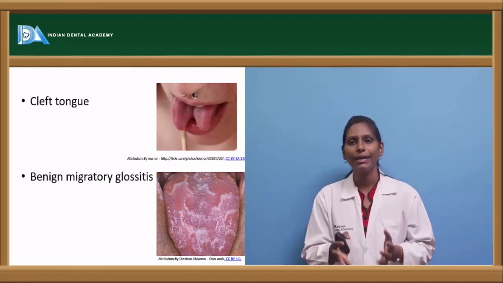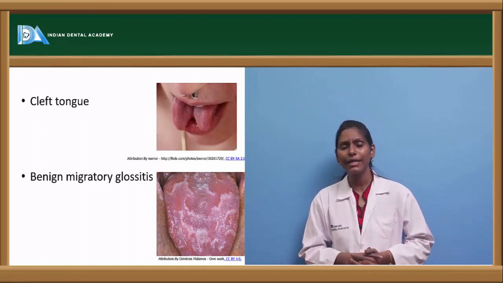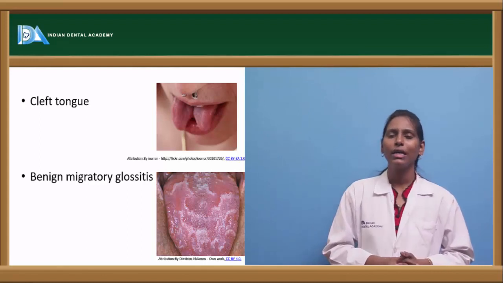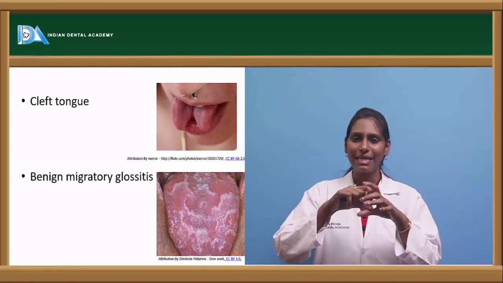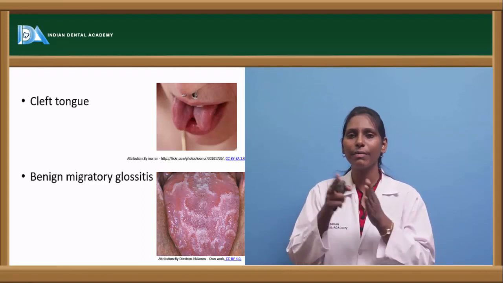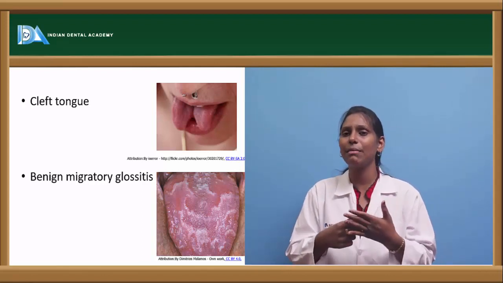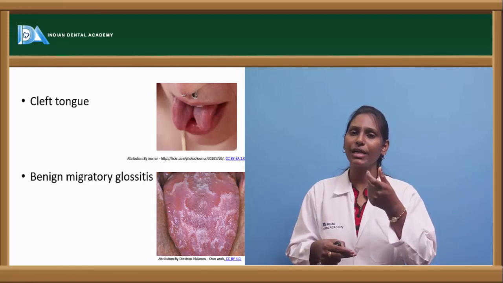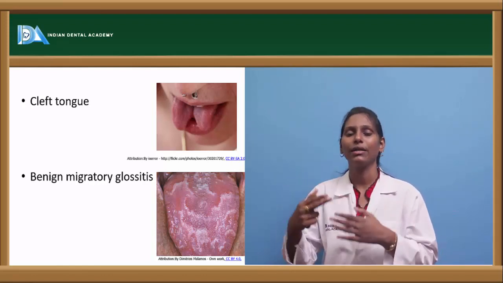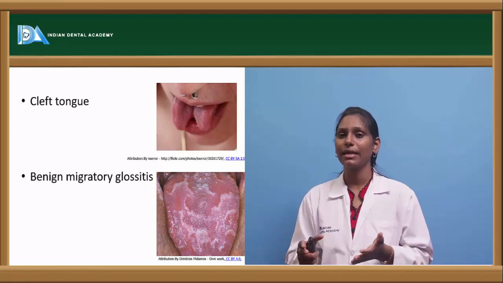It is a developmental anomaly again. And benign migratory glossitis, also called erythema migrans or wandering rash of the tongue. In this condition we can see a nice erythematous area with well-defined margins, usually appearing to migrate from one region to another. For example, if it is present at the tip of the tongue for some period of time, it can migrate into the posterior part of the tongue. Patient is usually asymptomatic in this condition.